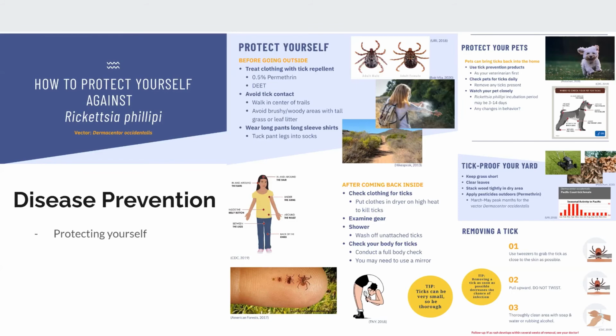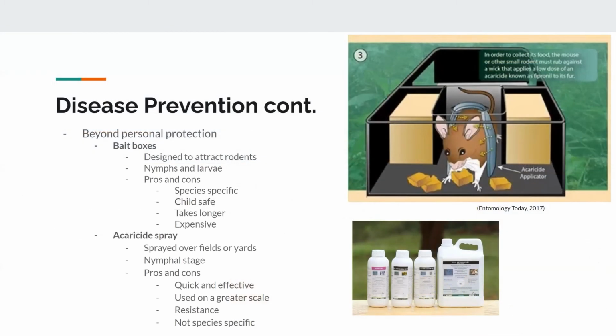Finally, after removing the tick, you should clean the area with soap and water or rubbing alcohol. If a rash develops within several weeks of removal, you should see your doctor. Two methods that go beyond personal protection include acaricides and bait boxes. Bait boxes are designed to attract rodents, which are hosts of Dermacentor occidentalis, and can transmit Rickettsia phillipi to other ticks.